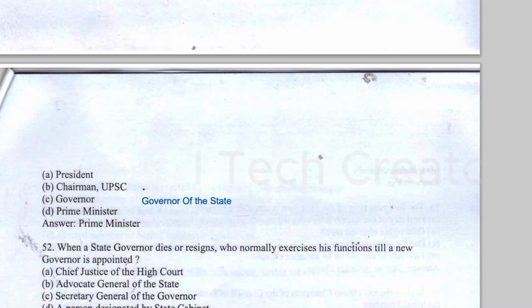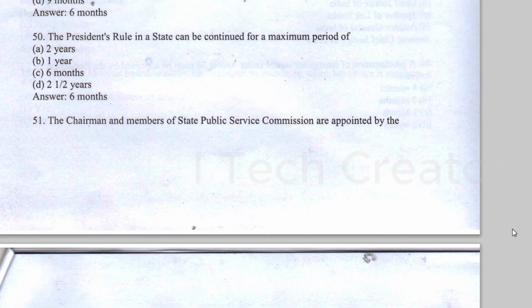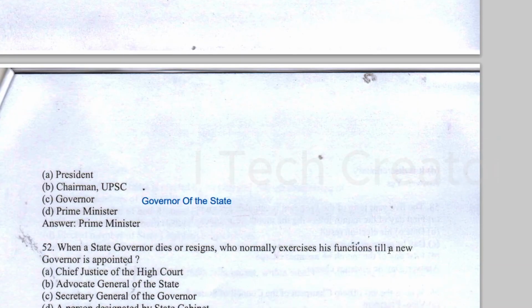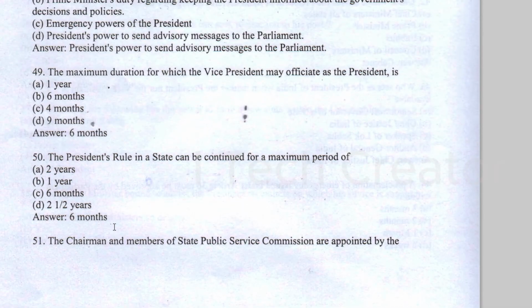So now next, serial number 51. The chairman and members of the State Public Service Commission are appointed by the governor of the state, not the Prime Minister. So now next, 50. The President's rule in a state can be continued for a maximum period of 6 months. Yes, 6 months.